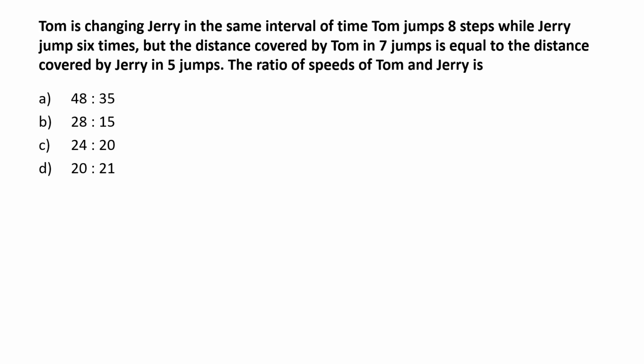Tom is chasing Jerry. In the same interval of time, Tom jumps 8 steps while Jerry jumps 6 times. But the distance covered by Tom in 7 steps is equal to the distance covered by Jerry in 5 steps. We need to find the ratio between the speeds of Tom and Jerry. When Tom made 8 steps, Jerry made 6 steps.